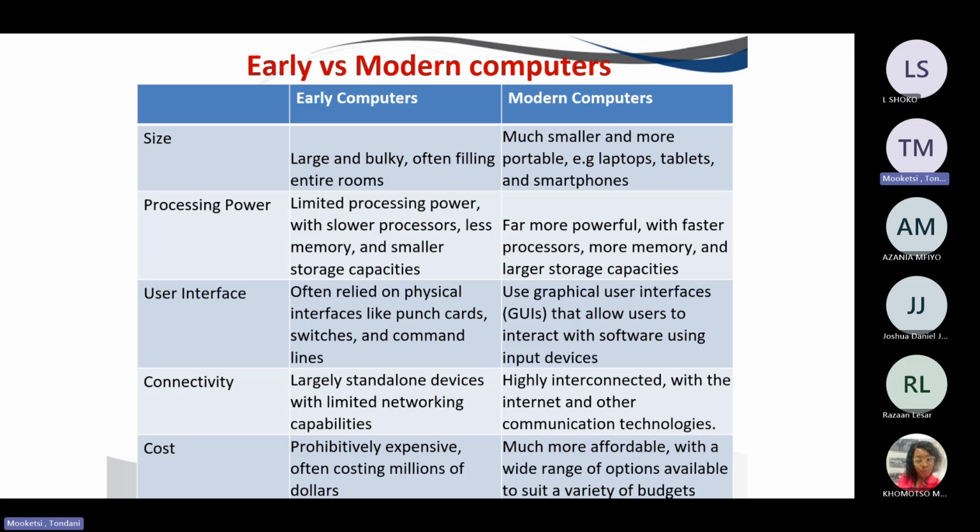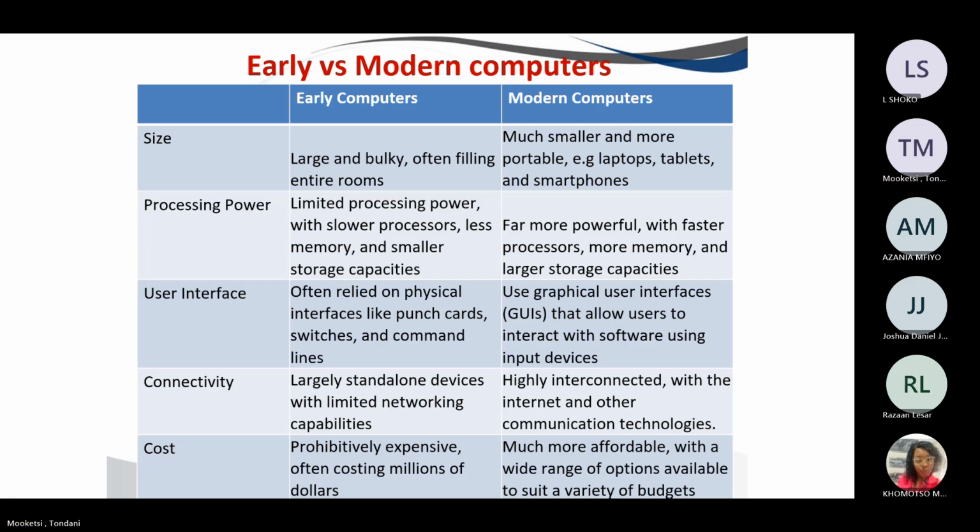Then we also have processing power. The early computers had limited processing power with lower processors, less memory, and smaller storage capacity. So nowadays, the computers we are using today are far more powerful. They have faster processors and more memory and larger storage capacity.